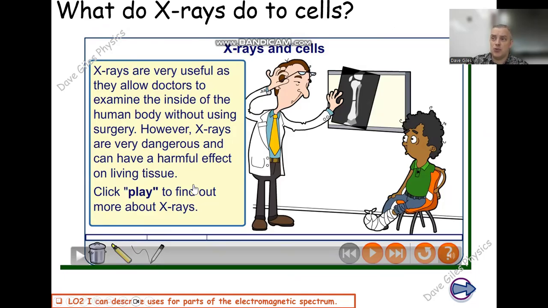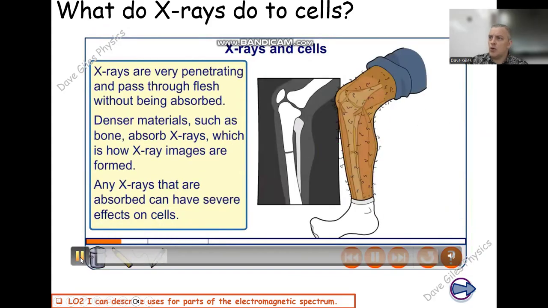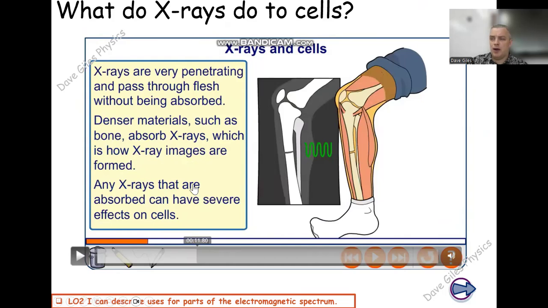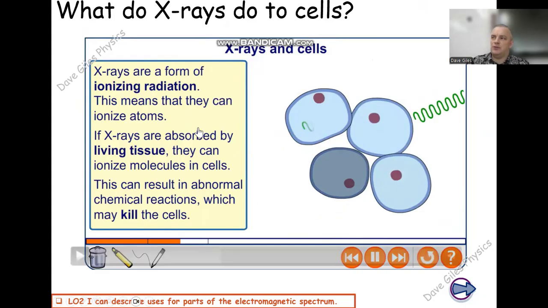However, X-rays are very dangerous and can have harmful effects on living tissue. X-rays are very penetrating and pass through flesh without being absorbed. Dense materials such as bone absorb X-rays, which is how X-ray images are formed. Any X-rays that are absorbed can have severe effects on cells. They are ionizing, which in chemistry you probably know means loss or gain of an electron. In this sense, we're looking at cells, and ionizing can damage a cell. So if X-rays are absorbed by living tissue, they can ionize molecules in the cell.